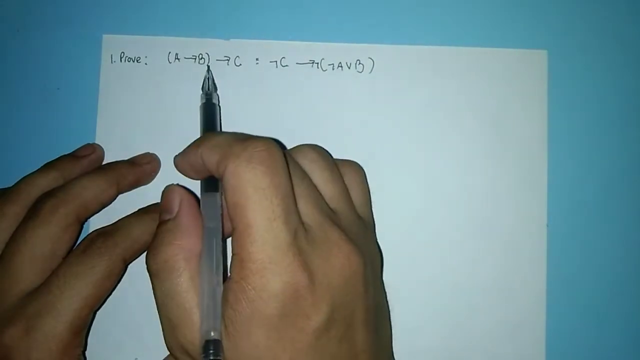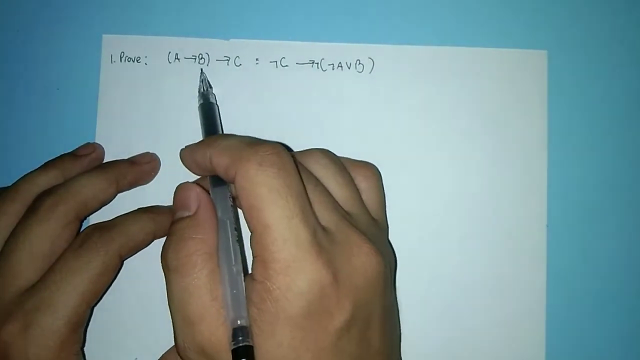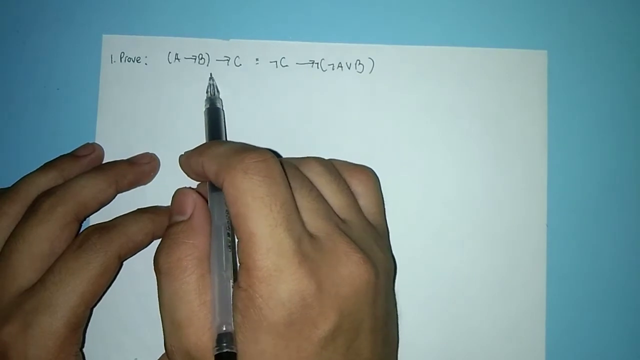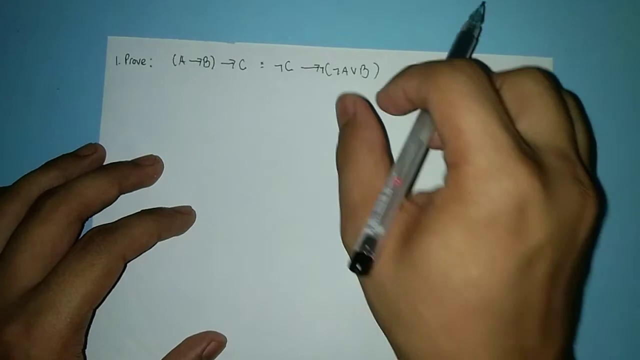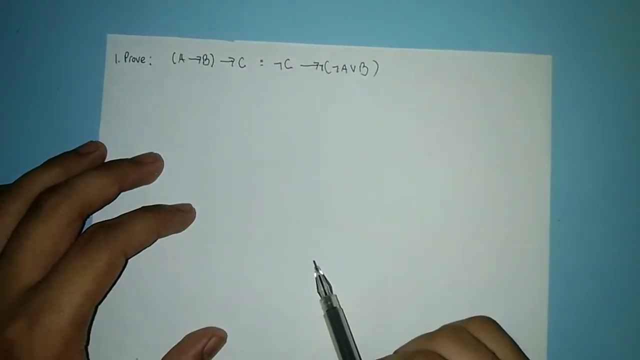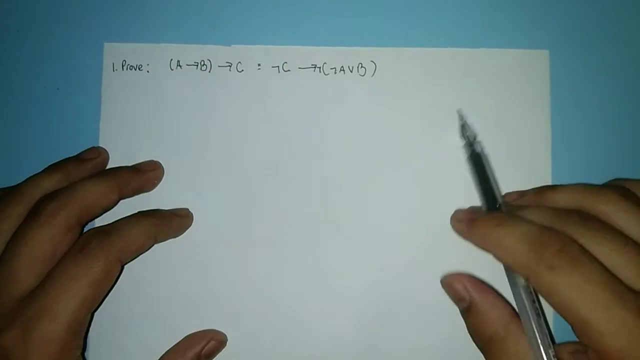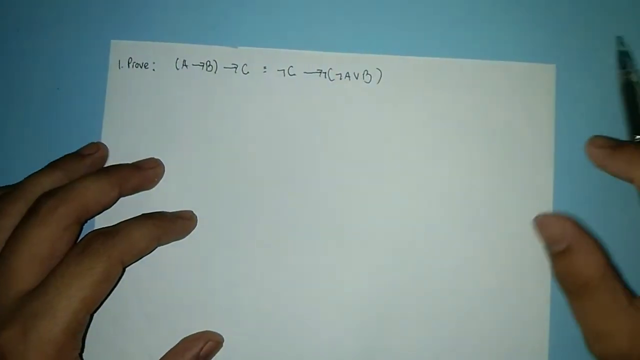So pwede nating simulan dito sa left side. So, imamanipulate natin yung left side using rules of replacement. Tapos, dapat mapalabas natin tong right side. Or pwede naman, sa right side tayo gagalaw. Tapos, palalabasin natin yung left side. Okay, so ang gagawin ko, sa left side ako gagalaw, palalabasin ko tong right side.